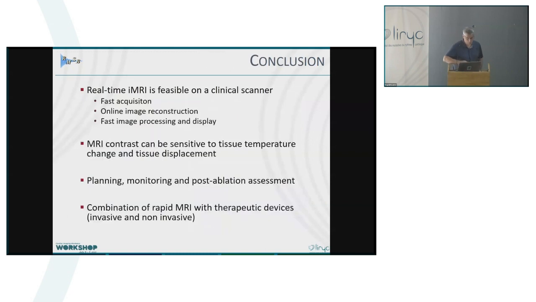So this is my conclusion. Interventional MRI for cardiac application is really challenging. You need fast acquisition, online image reconstruction, and fast image processing and display. You can make the contrast in images sensitive to temperature and displacement change. And you can use MR for planning, monitoring, and post-ablation assessment. And you can combine MRI with different MR-compatible ablation devices.